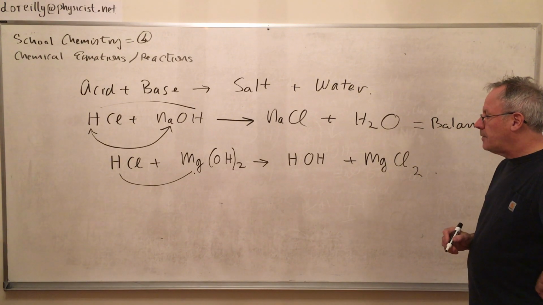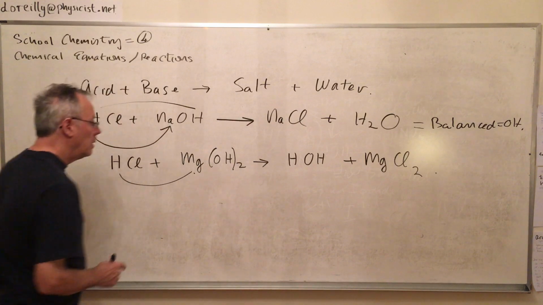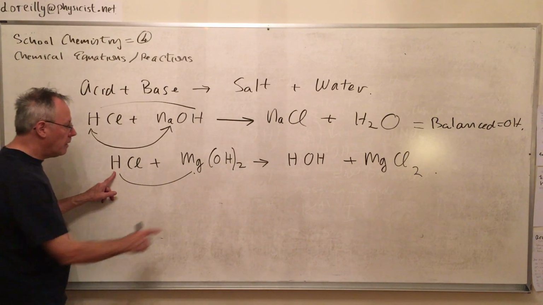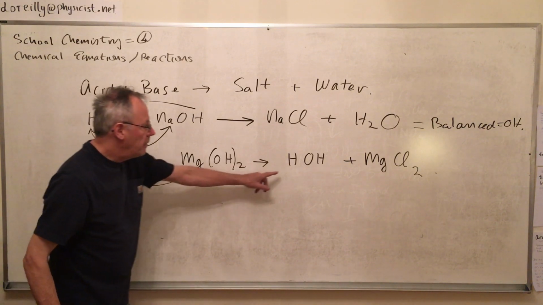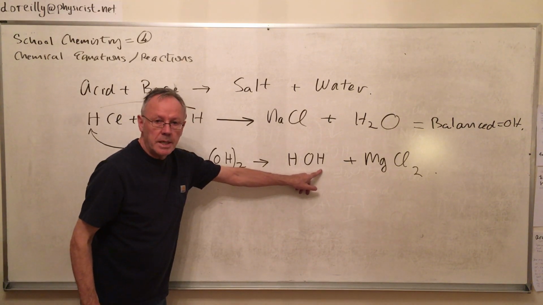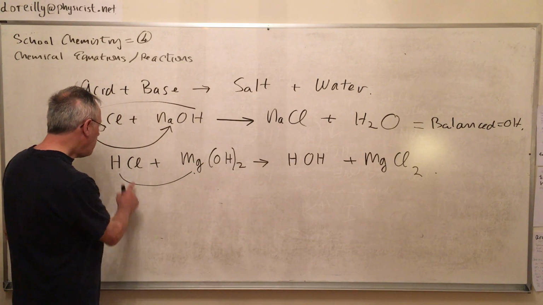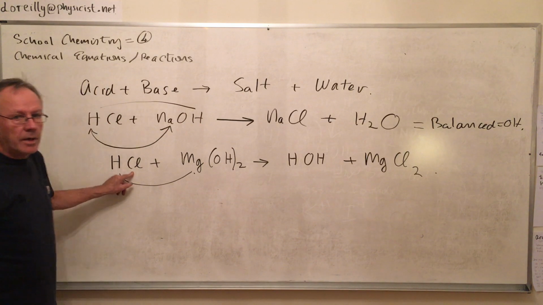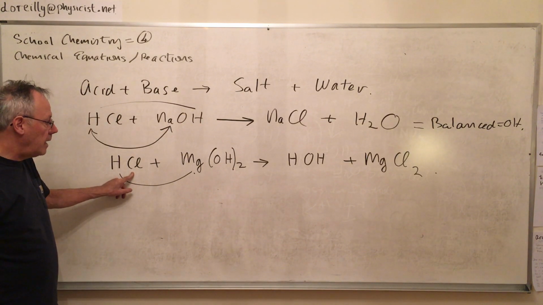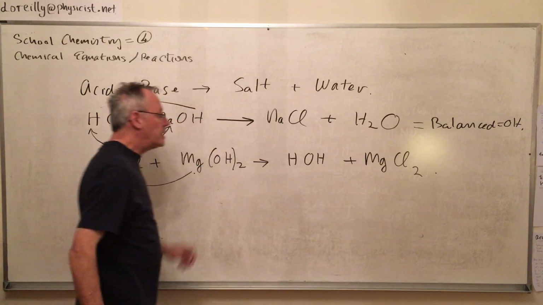Yeah. Now let's see if this is balanced. We have 1 hydrogen here and we have 2 here, so we have, oh no, 1, 2. We're missing a hydrogen on the right-hand side. We have 1 chlorine here, and we've got 2 chlorines over here. We've got an extra chlorine on the right-hand side. We have 1 magnesium here and 1 magnesium here, so that's okay.